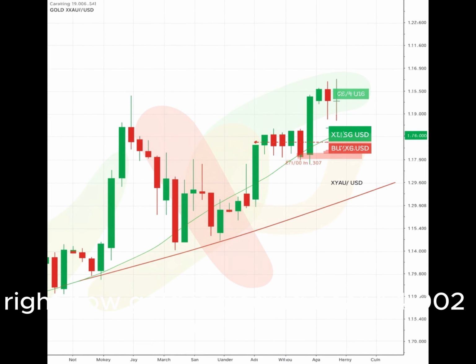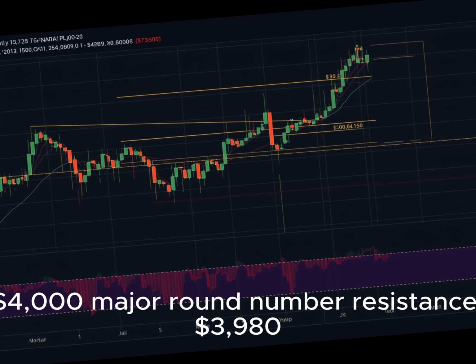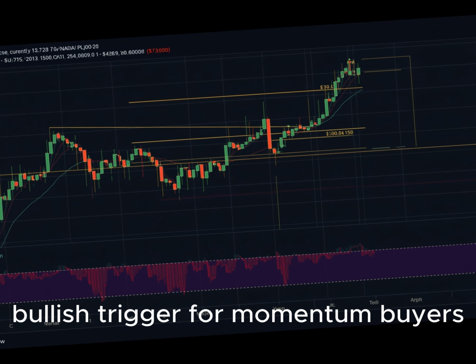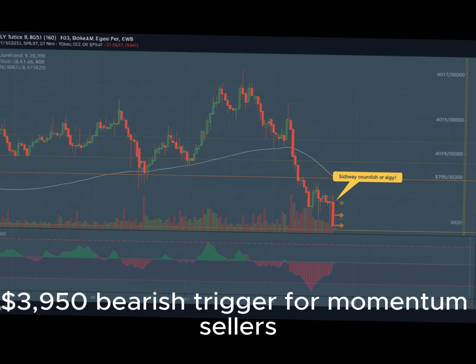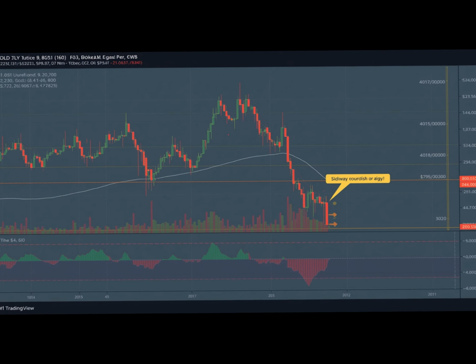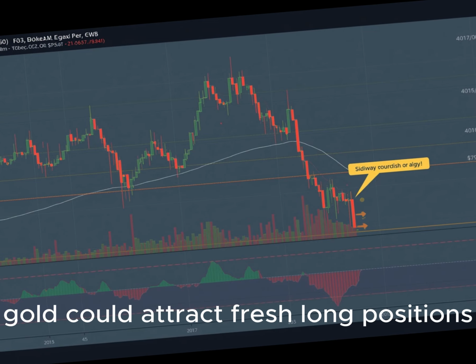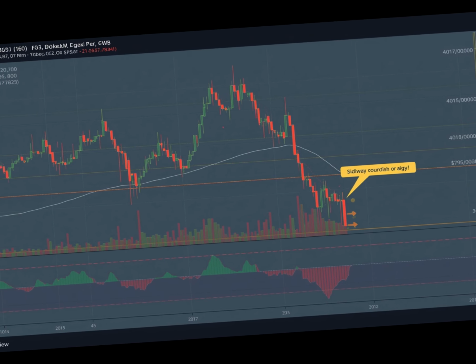9. Psychological levels and trader triggers. The key psychological levels traders are watching: $4,000, major round number resistance; $3,980, crucial intraday support; $4,050, bullish trigger for momentum buyers; $3,950, bearish trigger for momentum sellers. Once the $4,000 barrier is convincingly crossed, gold could attract fresh long positions and short covering, adding momentum quickly.